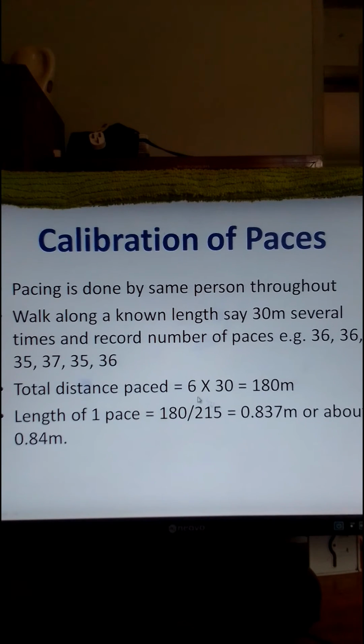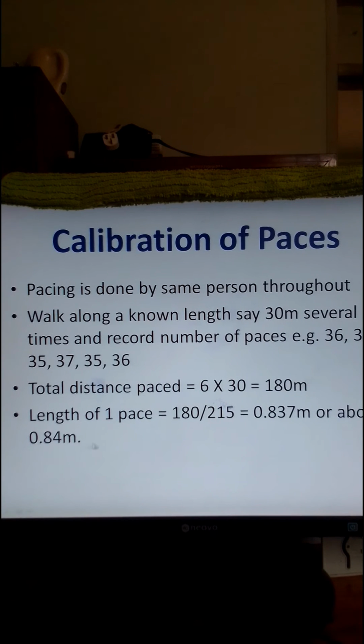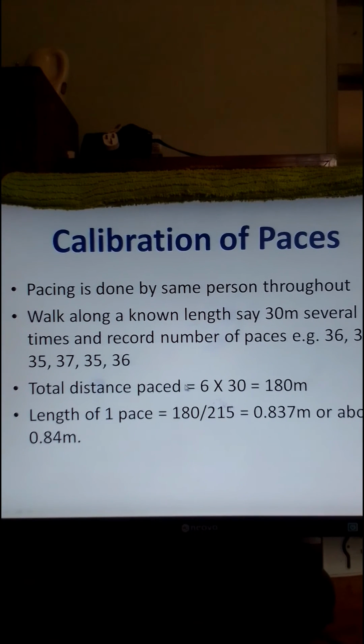So the length of one pace is equal to the distance walked, which is 180 meters, divided by the number of paces, 215. So you get 0.837 meters as the length of one pace, or approximately 0.84 meters. So this is what we call calibration of paces. You determine the length of one pace in meters.